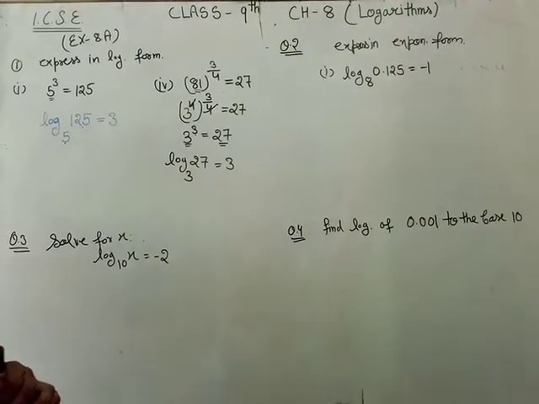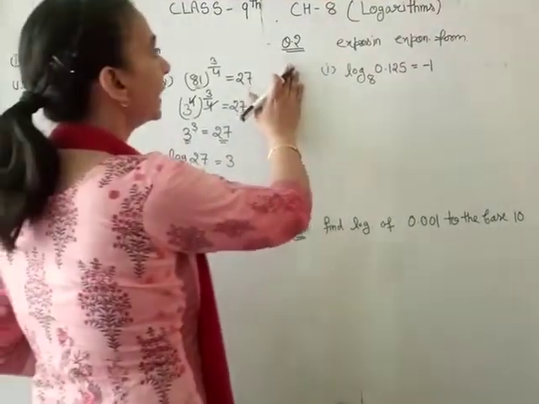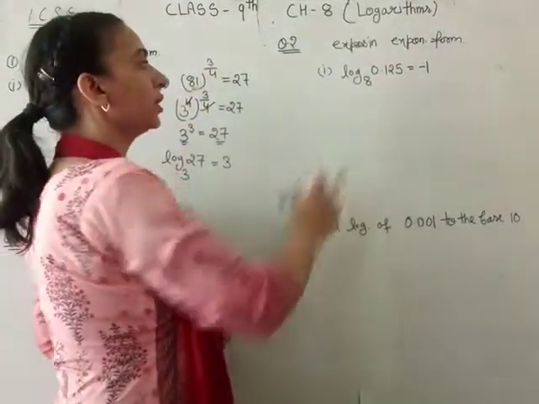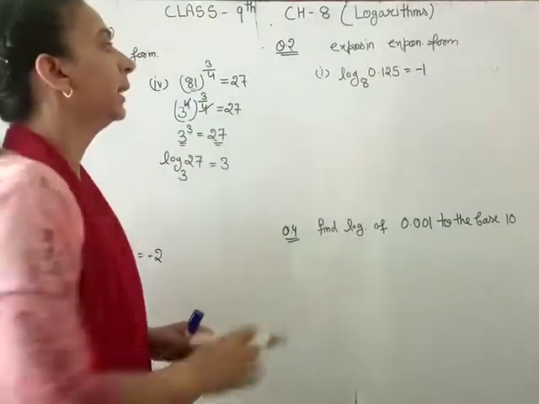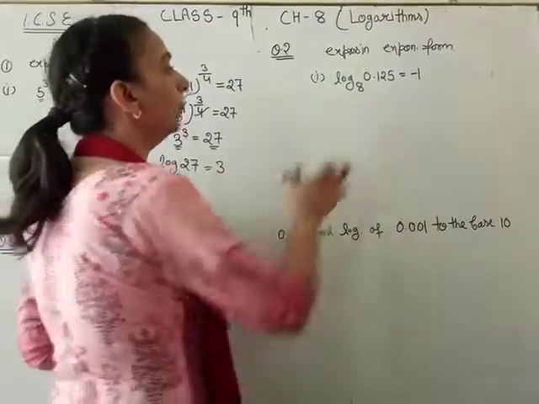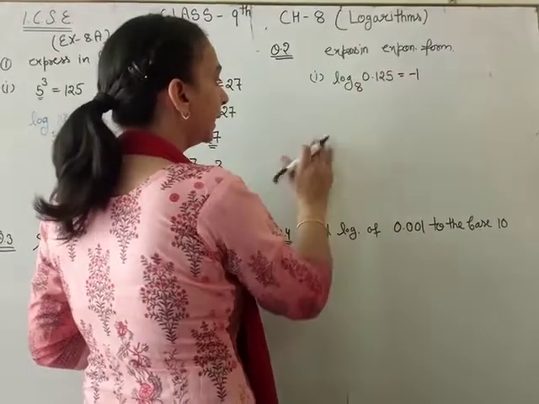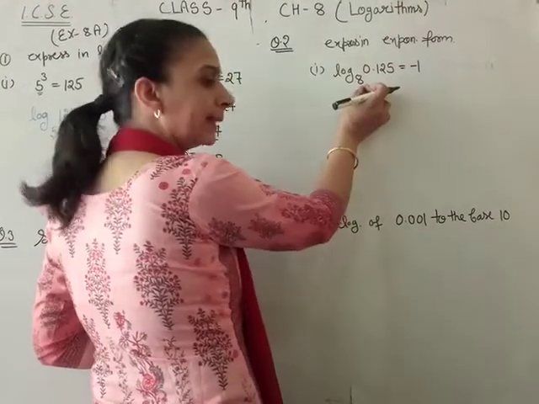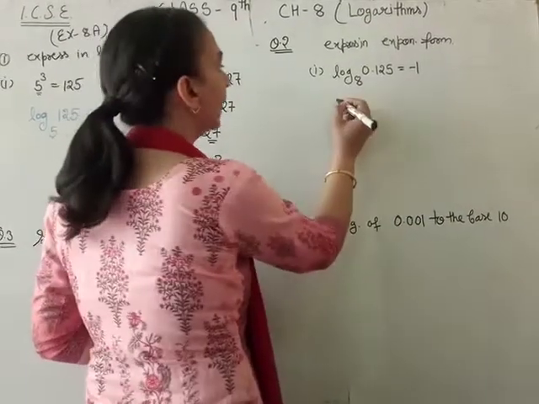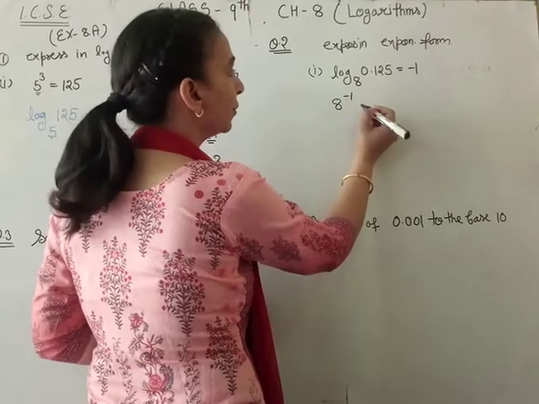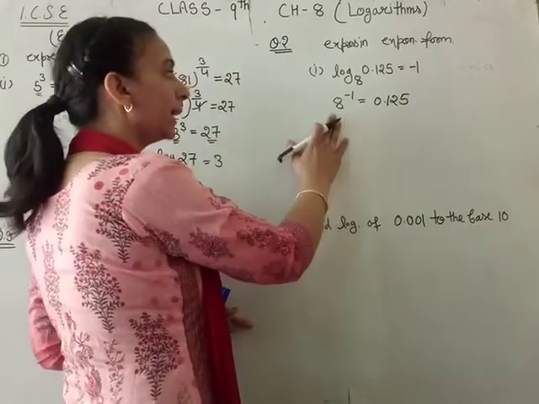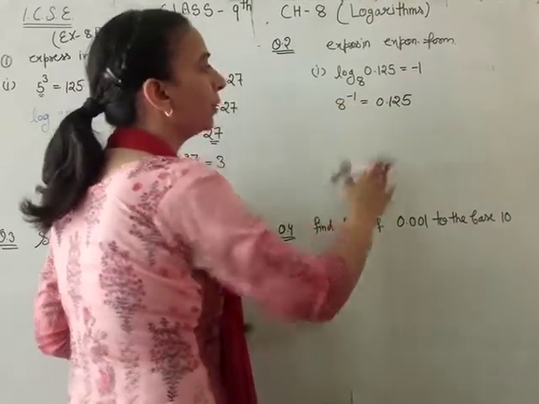Okay student, next is question number 2, express in exponential form. Student, this question is in logarithmic form. Now we change it to exponential form. What is exponential form? We write this in exponential form, 8 is the base. Now in exponential form also 8 is the base. Then 8 raised to the power minus 1 equals 0.125.